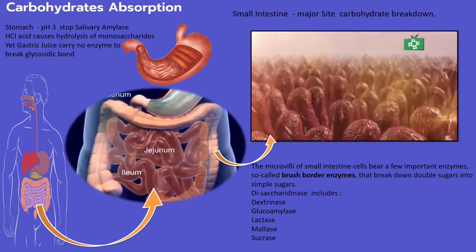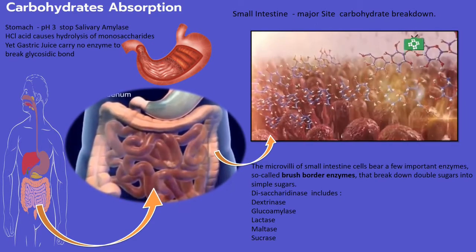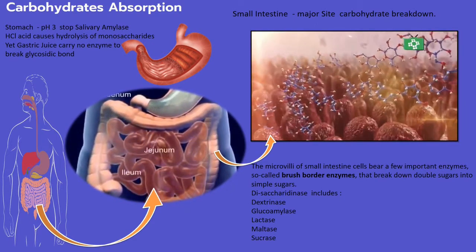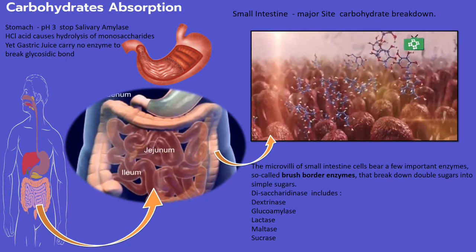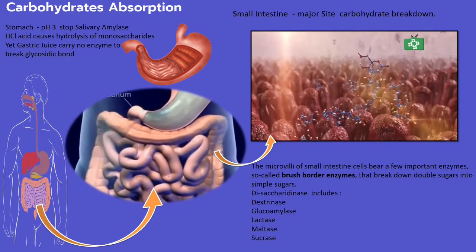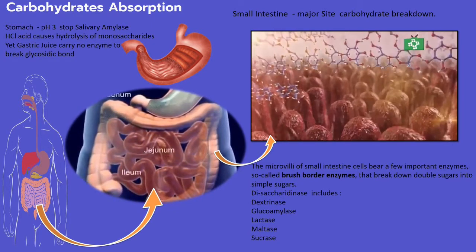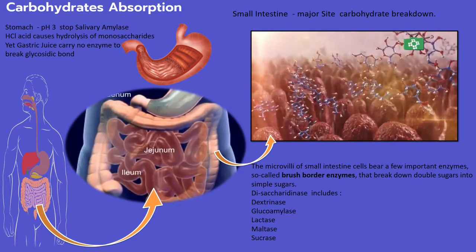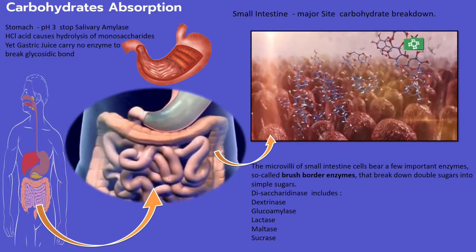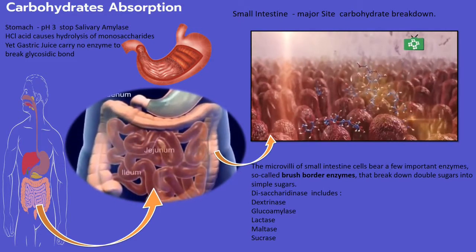And gastric juice is present in the stomach as well, but it carries no enzyme to break the glycosidic bond. So therefore, it must be propelled down to the small intestine. Now, if you notice the clip in the middle, it depicts the entirety of the small intestine, which all starts from the duodenum, the first part.